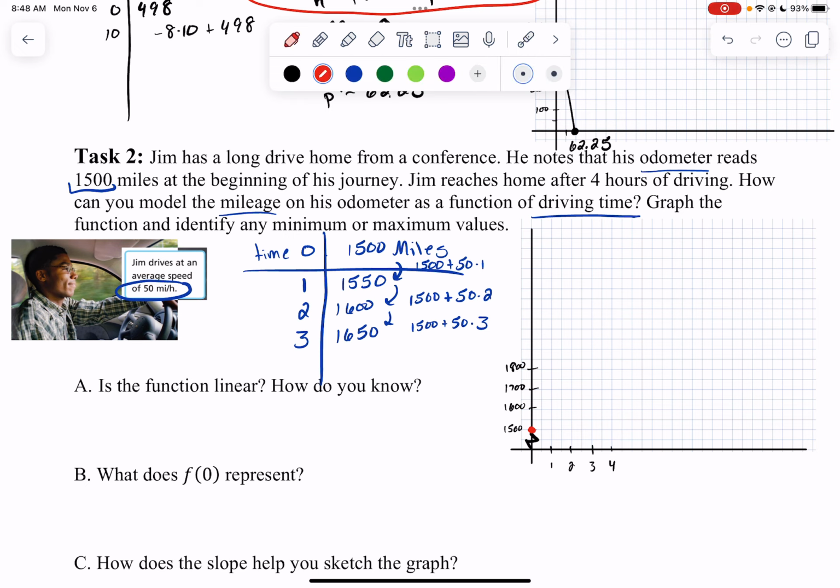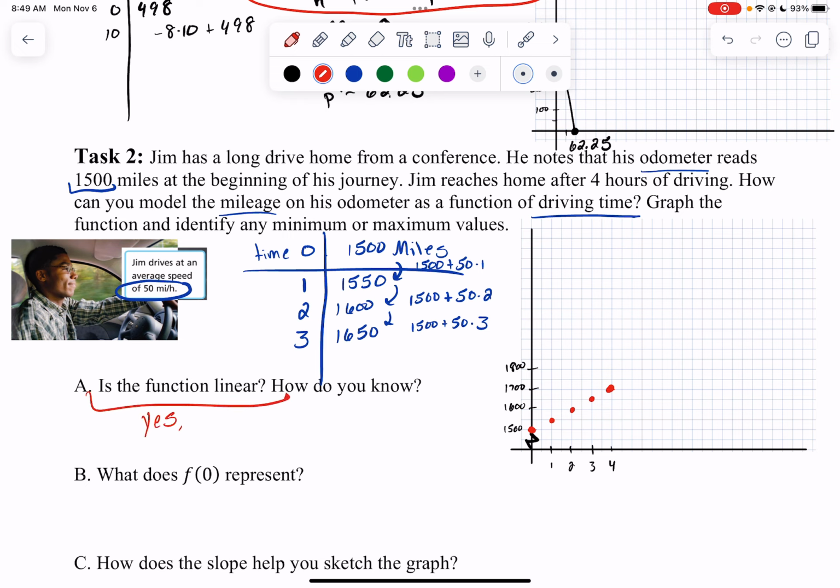Okay. After 1 hour, we're at 1,550. 2 hours, we're at 1,600. 3 hours, we'd be at 1,650. 4 hours, 1,700. Okay, so there's our graph. Is this a linear function? Yes. How can I tell? It has a constant rate of change. It goes up by 50 each time. Constant rate of change.